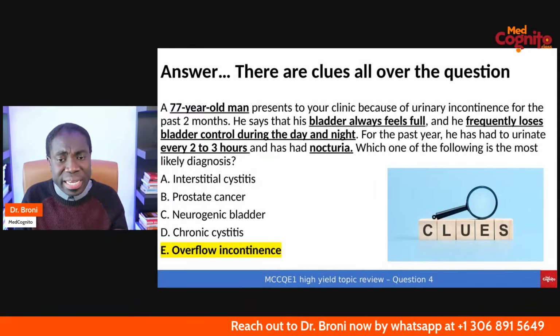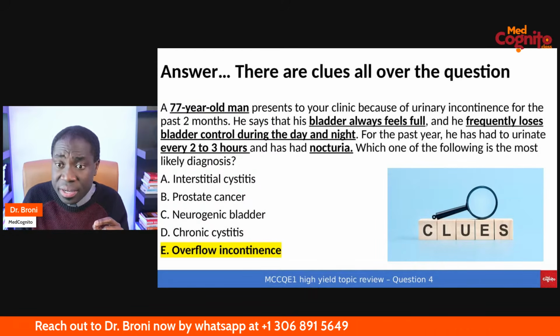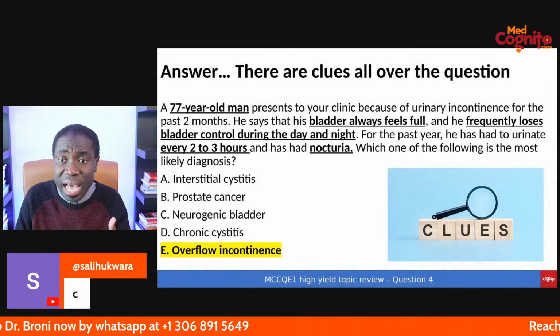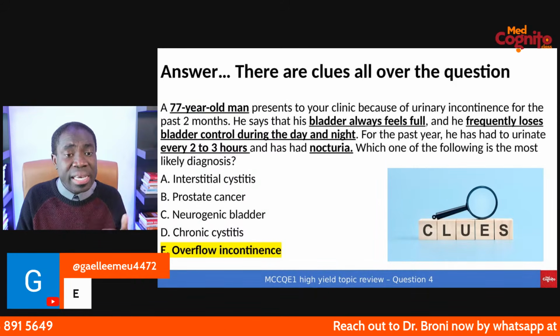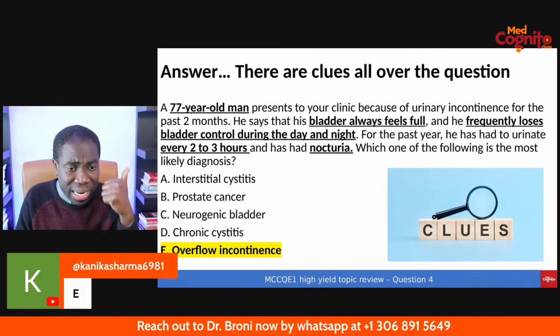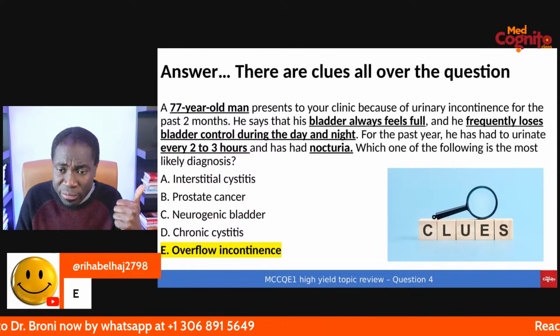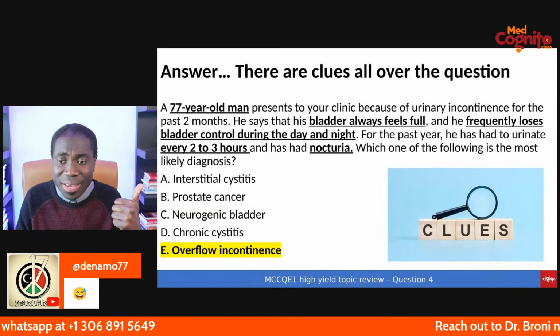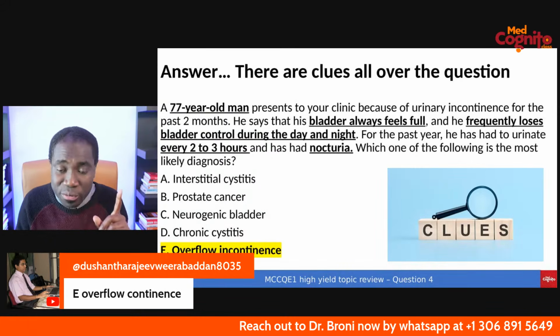And a lot of doctors seem to go with overflow incontinence, right? So if I should show you the answers, apart from Dr. Salihu Kwara, who went for C, Dr. Gael went for E, Dr. Kanina Sharma went for E, Dr. Rehab went for E. This doctor is laughing. And then Dr. Dushan went for E as well.